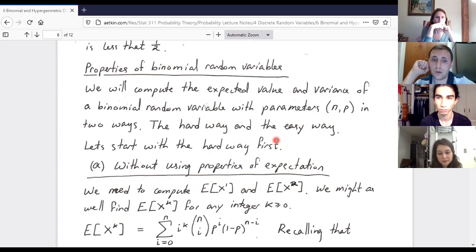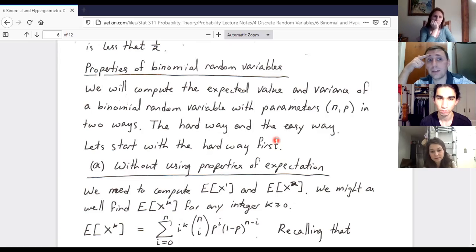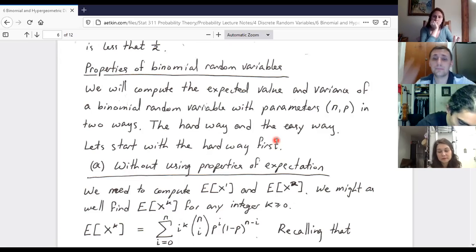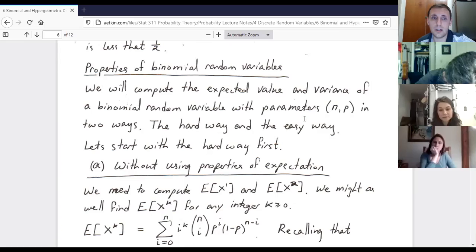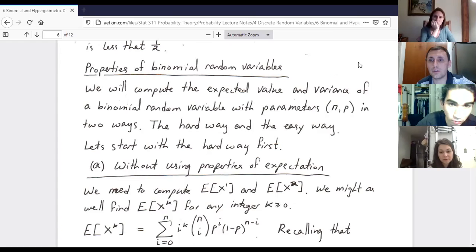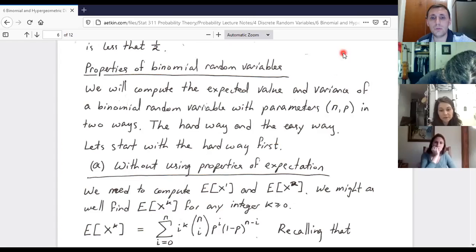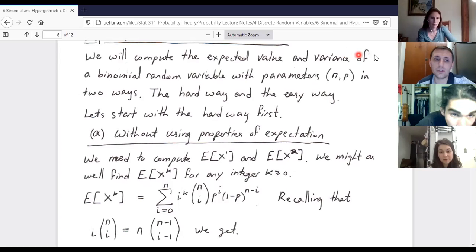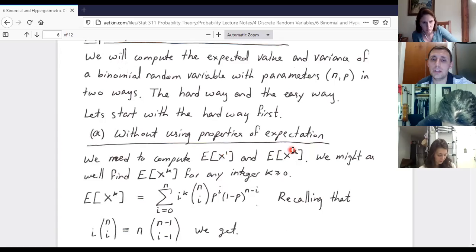So I'll leave this problem for you to think about later if you intend, and I will go and talk about other things. So, properties of binomial random variables. Okay. So we need to figure out expectation and other things of the sort. We want to know what the expected value and variance of a binomial random variable are. For that, we will need to calculate the expected value of x to the power of 1 and the expected value of x to the power of 2.